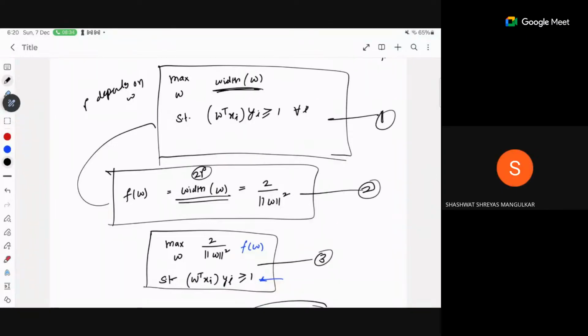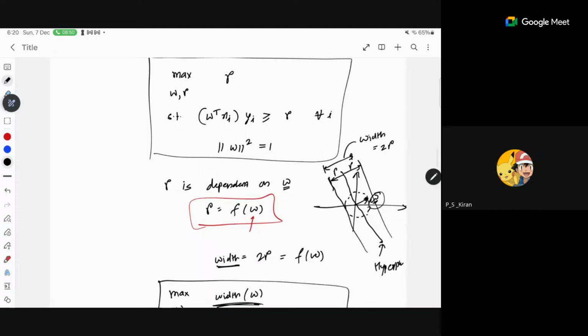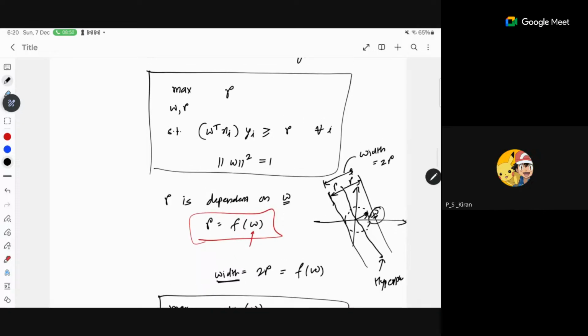Sir, but I didn't understand how we took gamma equal to 1. We are saying such that W transpose Xi Yi is greater than or equal to 1 here, right? Yes, you're just normalizing. This is not the actual W. If we divide with the norm of W, then we'll get the actual one.